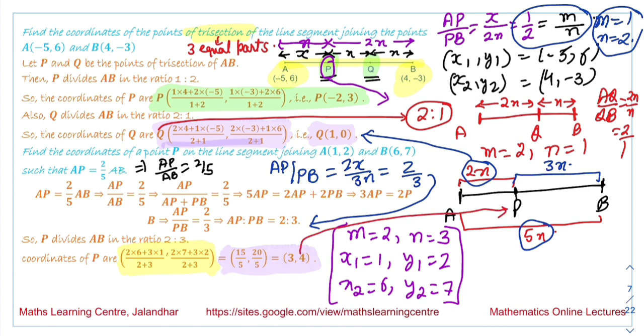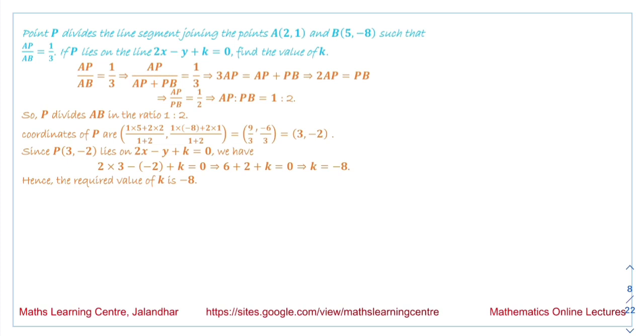So this point P divides this line in the ratio 2 is to 3. Next, point P divides the line segment joining the points. These are the 2 points given to us. One is this point A, it is 2, 1, and suppose this is the point B, it is 5, minus 8. We are not drawing these points on the xy plane. We are just drawing them symbolically. These are not the exact locations of these points.